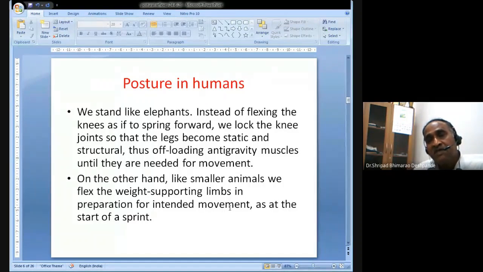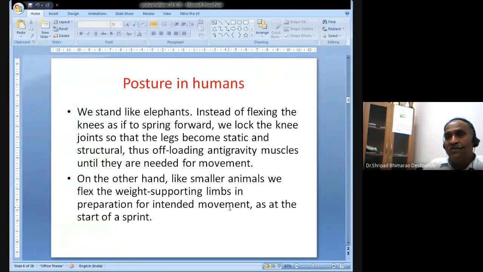Just a brief idea about posture in humans. Our posture has two different complexities which we have adopted in evolution. One we have adopted from the large mammal, the elephant, and the other from the small mammal, the mice. To give an example, when an elephant is standing, instead of flexing the knees, it will just stand rigid, with its legs like a rigid structure.